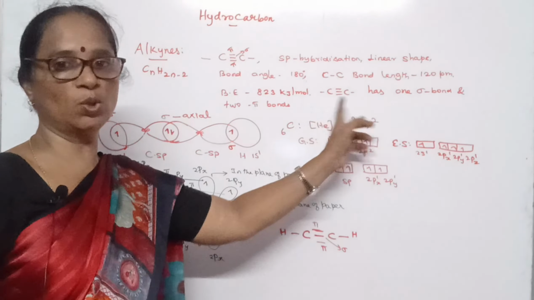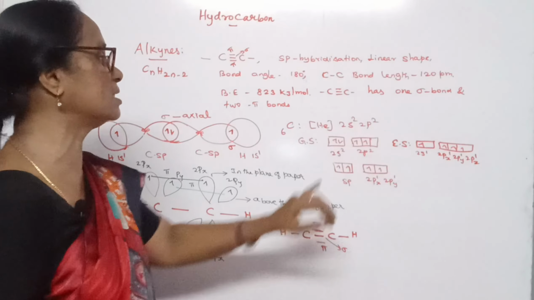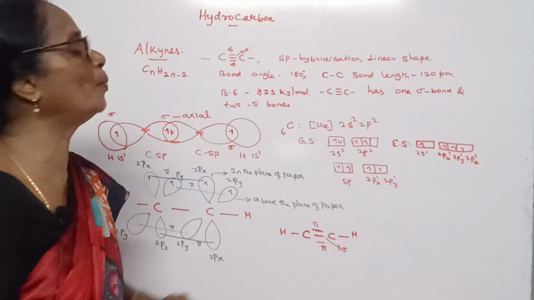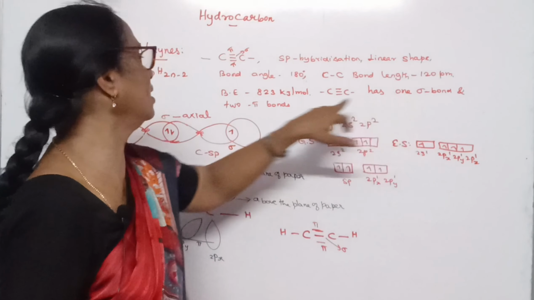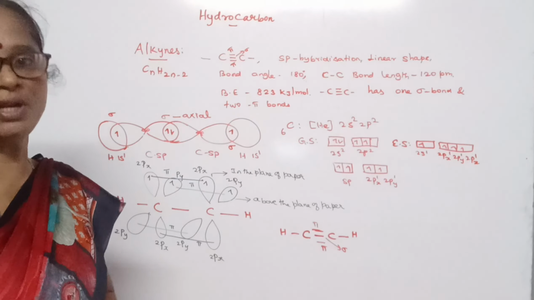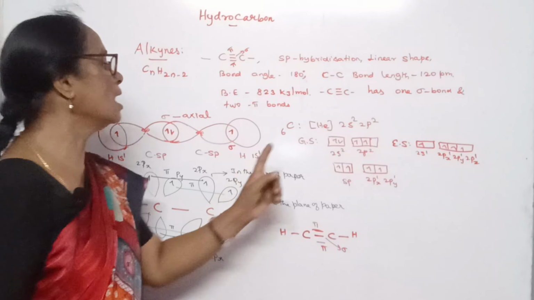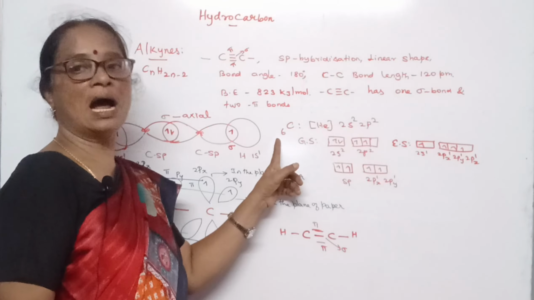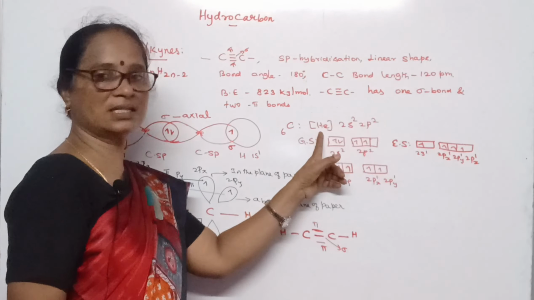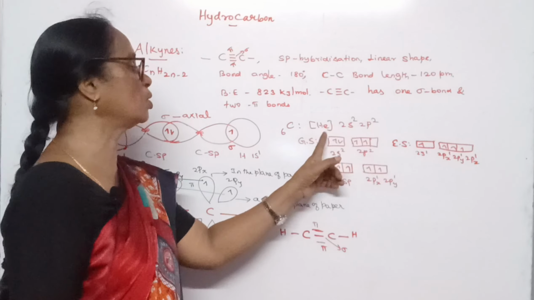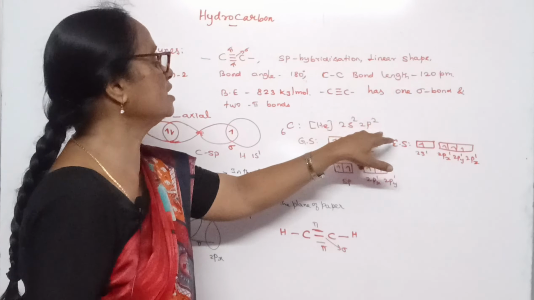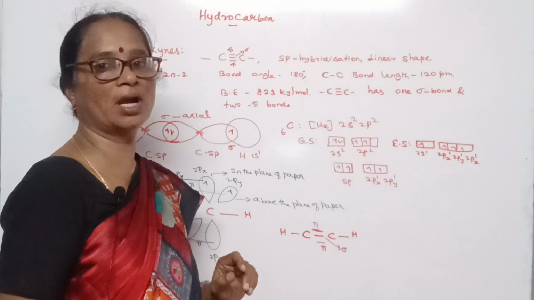And between the two carbon atoms we can observe the presence of one sigma bond and two pi bonds. How the sigma bond and two pi bonds are formed between the carbon atoms can be explained by sp hybridization. Carbon has atomic number 6, and 2 of the electrons belong to the helium inert core and the rest of the 4 electrons are present in its 2s and 2p orbitals.